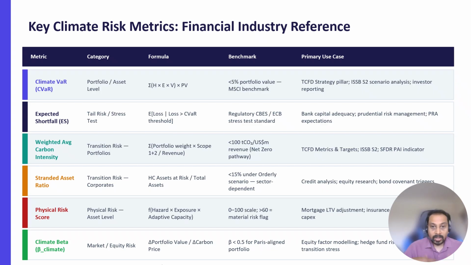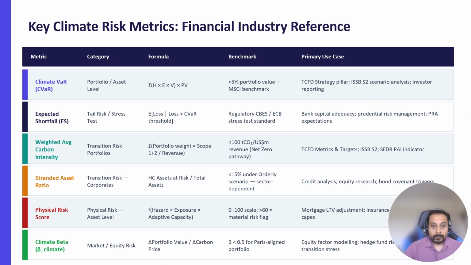Counterintuitively, the stranded asset risk is highest under the orderly scenario, because aggressive policy actions force rapid retirement of fossil fuel assets, as I mentioned with the coal-based power plant example.